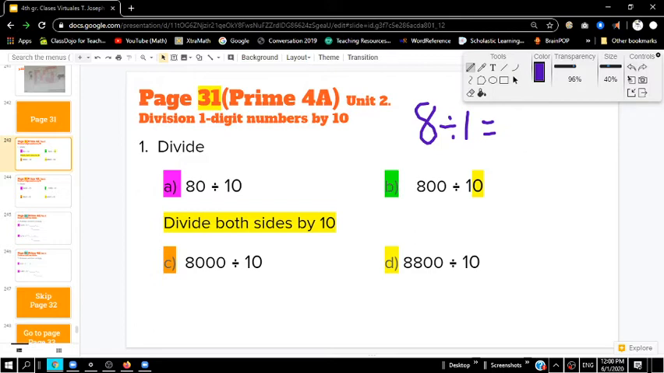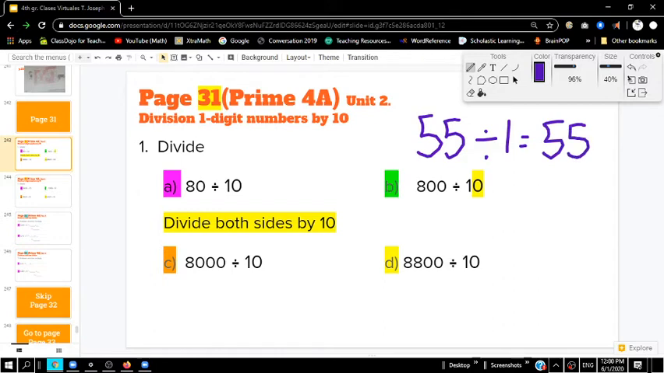It's just 8. If we do another problem, for example, 55 divided by 1 just equals 55, right? Any number divided by 1 is itself, okay? Even 0 divided by 1 is itself. So let's continue and do a couple of problems on this page, page 31, okay?